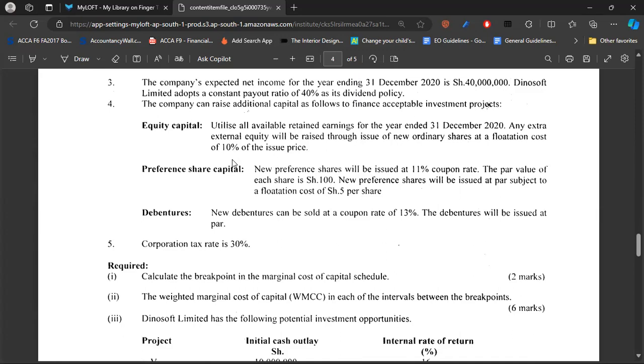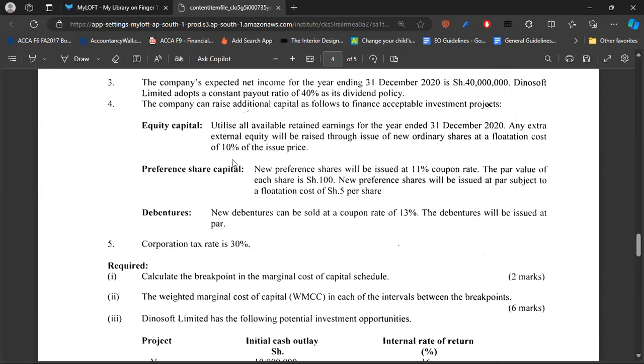The company can raise additional capital as follows to finance acceptable investment projects. Equity capital: utilize all available retained earnings for the year ended 31st December 2020. Any extra equity will be raised through the issue of new ordinary shares at a flotation cost of 10% of the issue price. Preference share capital: new preference shares will be issued at an 11% coupon rate, at a par value of shillings 100 per share, subject to a flotation cost of shillings 5 per share.